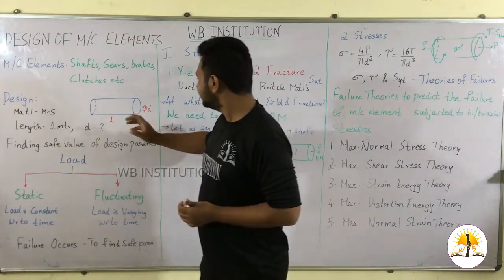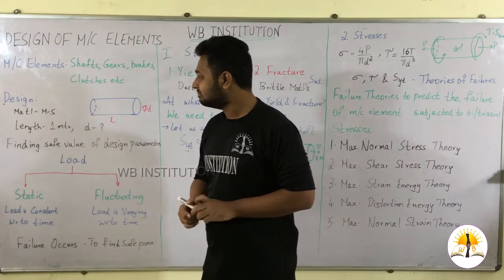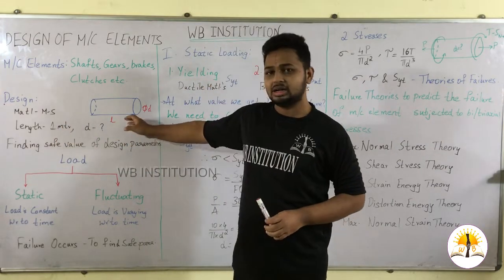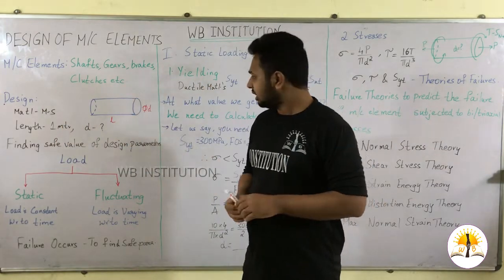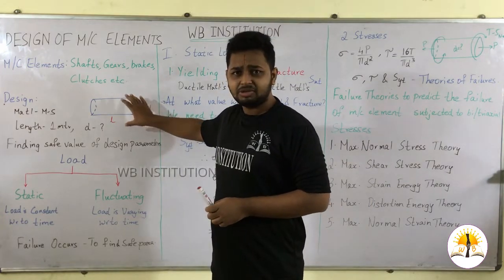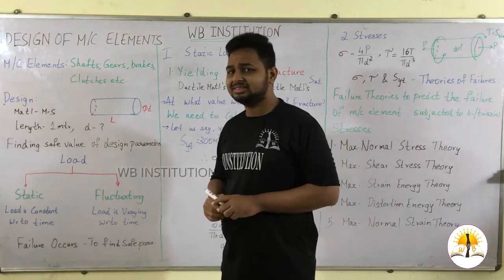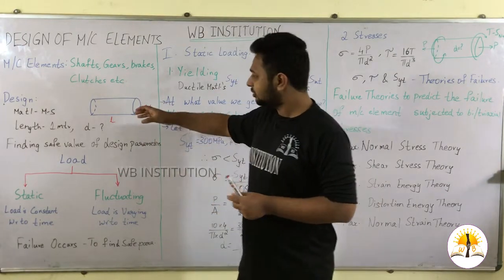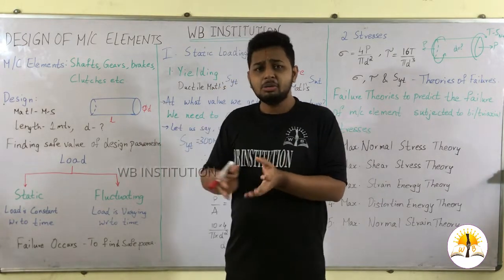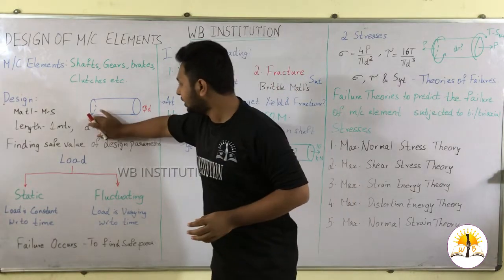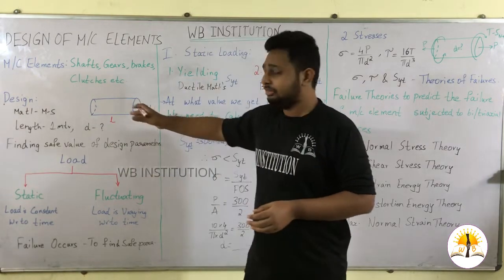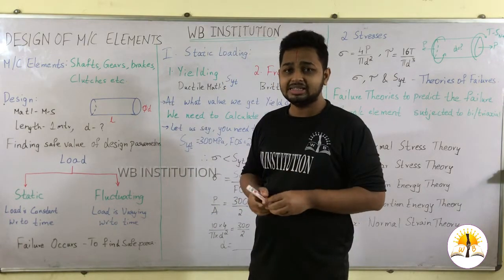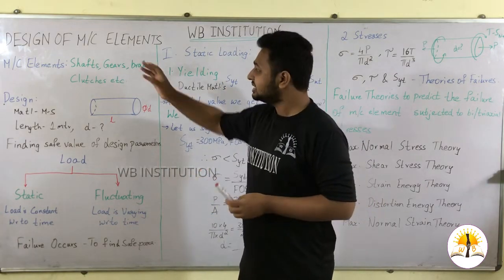Let us consider this shaft's material as MS, with length 1 meter. Now we have to calculate the diameter of this shaft. If we take this circular shaft, only 3 parameters are necessary to design this component. In the case of other elements, there will be more properties or parameters in the component. So for all those parameters, how do we design these machine elements?